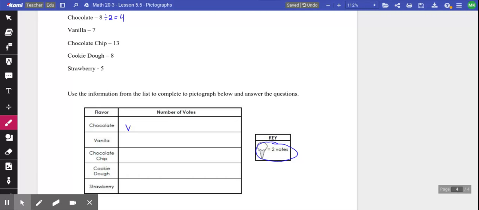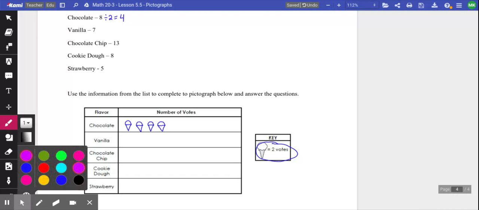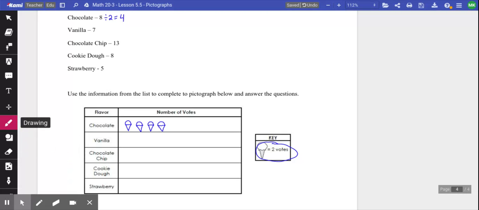So I would go 1, 2, 3, 4 ice creams. That represents that 8 people wanted chocolate. For vanilla, we're going to divide that by 2, and I get 3.5. That means I need 3 pictures.